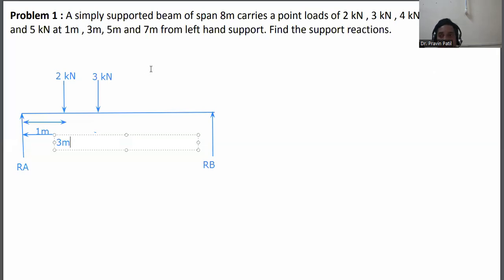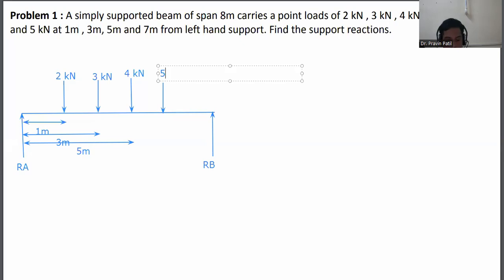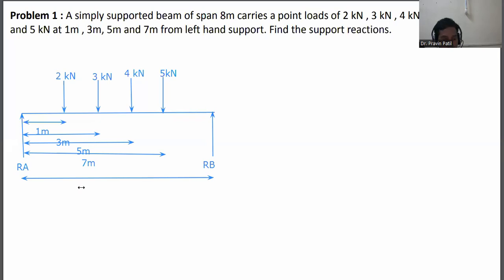Next, a 4 kN load acts at a distance of 5 meter from support A. Next, a 5 kN load acts at a distance of 7 meter from support A. The total span is 8 meters.